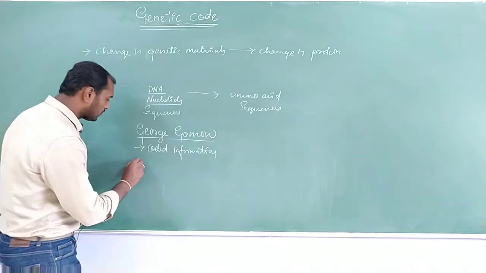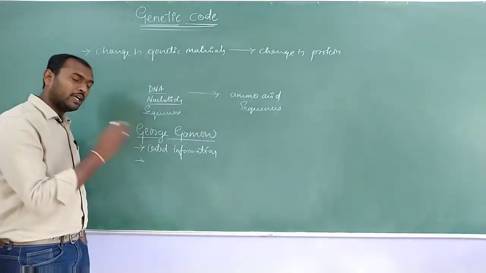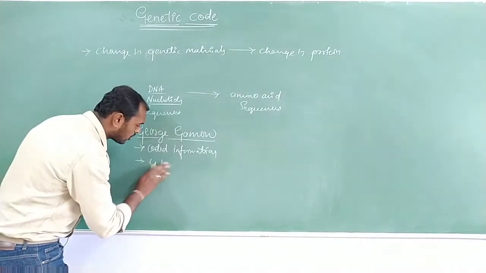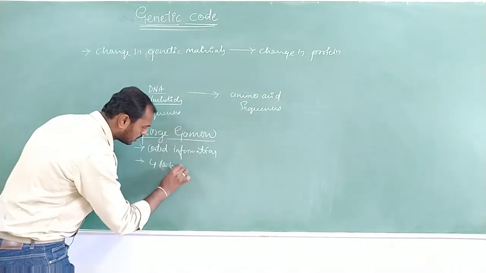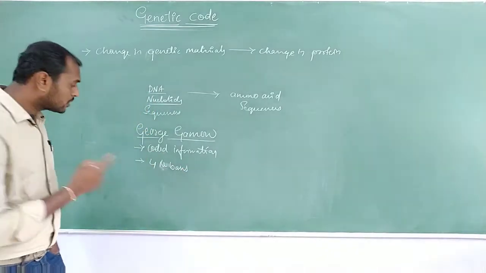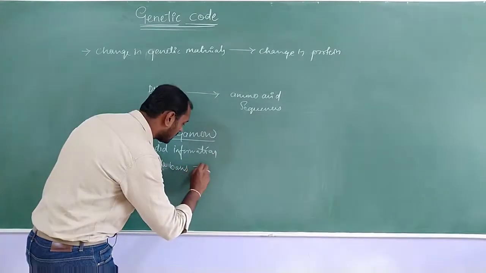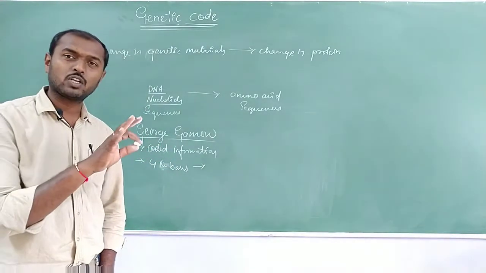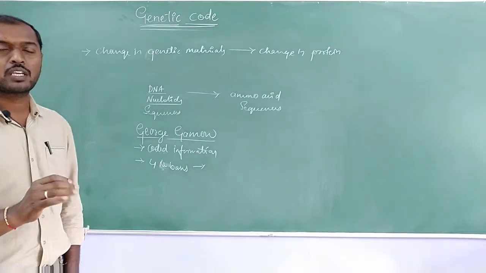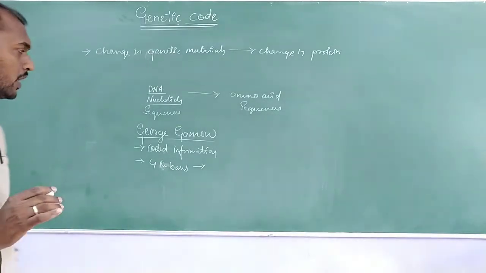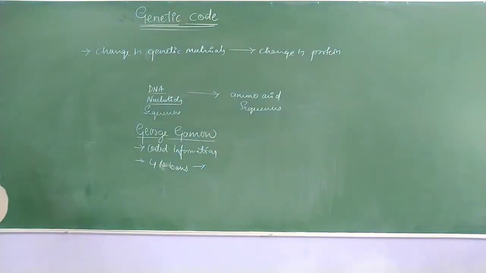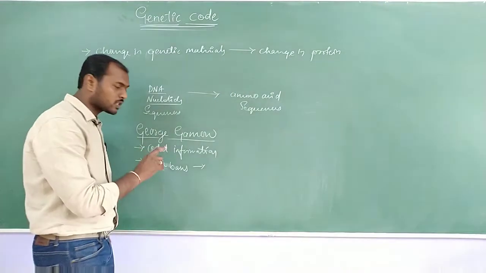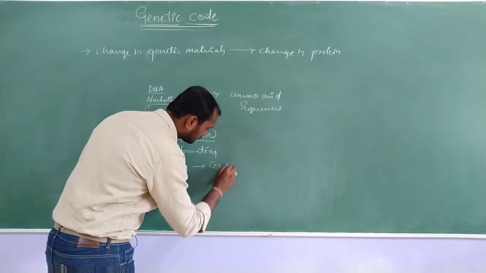Second one, he made that, so we have 4 bases or 4 nitrogen bases in the organism. So these 4 nitrogen bases are present in a particular sequence, or a particular fashion. Okay, that is the particular combination. So these 4 nitrogen bases are present in the combination.